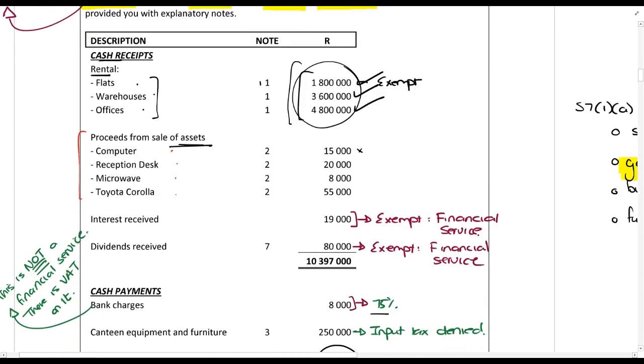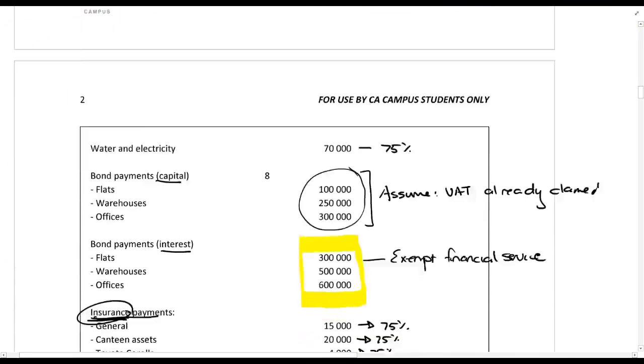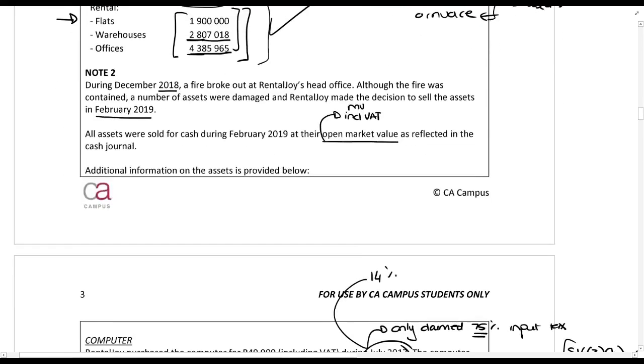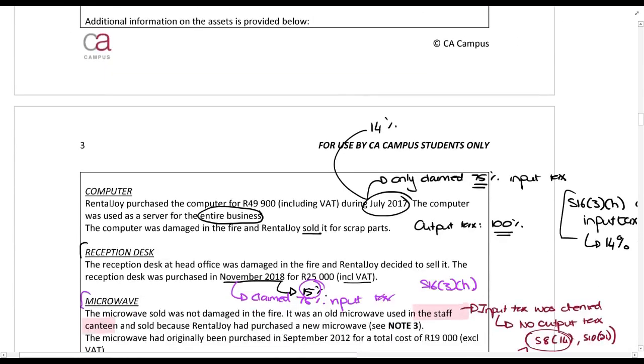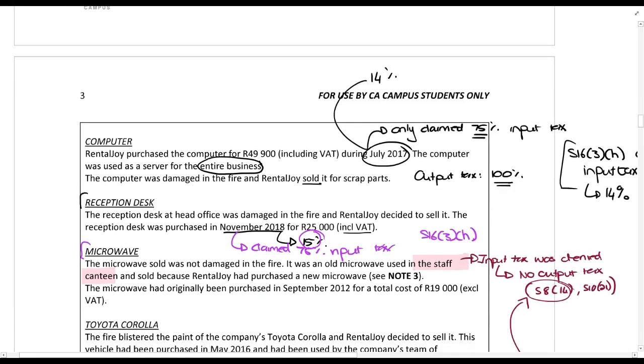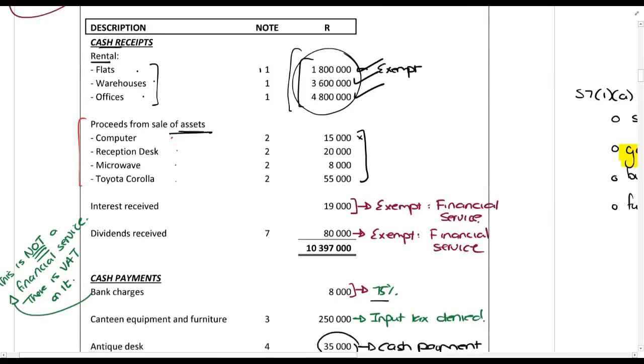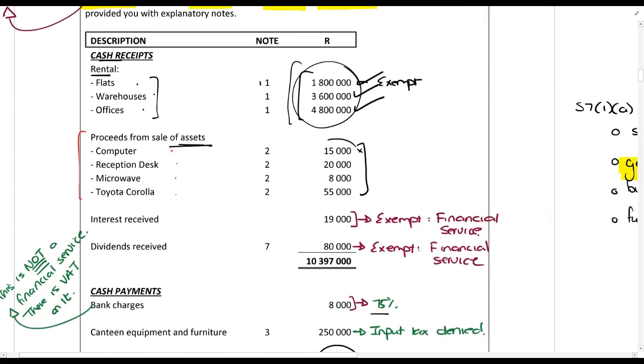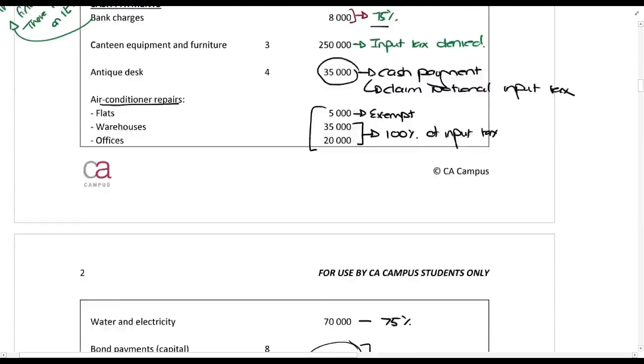Right, then we have the sale of these assets. Okay, so this one's a little bit more complicated now. Remember, computer, reception desk, microwave, and the Toyota Corolla. Remember what happened here? These are the assets that were destroyed. So the first one is the computer. Now, this computer, guys, important. The computer is being sold for 15,000 rands. That is the cash amount.